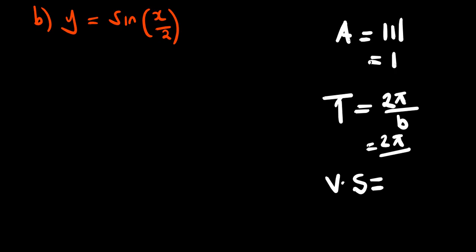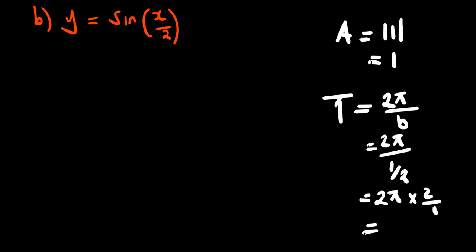Since we don't have a vertical shift, it's 0, I'm just going to continue with this one. So we're saying 2 pi divided by half. You know that 2 pi divided by half will just be times 2 over 1. Then 2 pi multiplied by 2 is 4 pi. Then our vertical shift is just 0. We don't have any shift in the y direction.